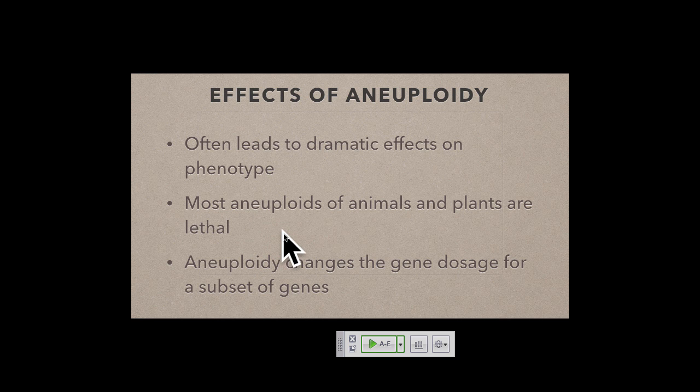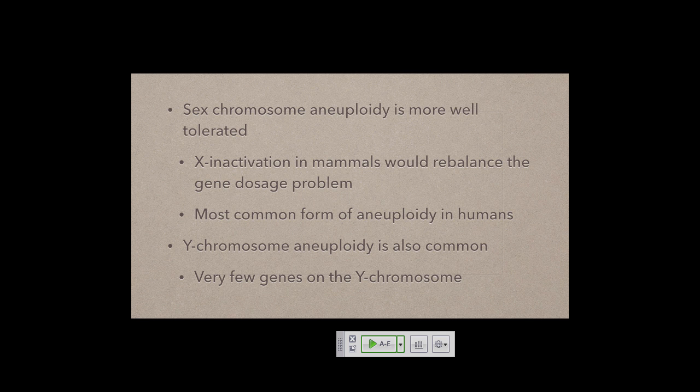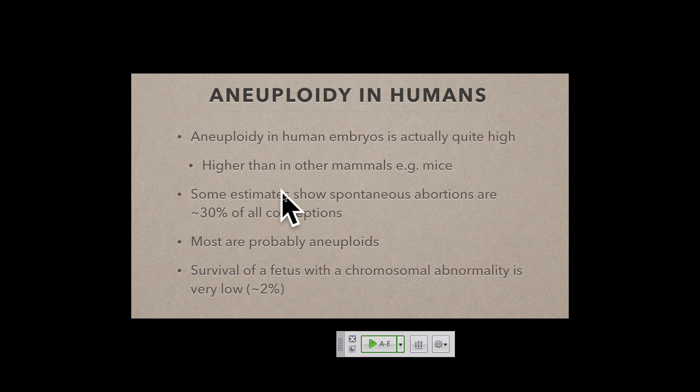And so that's really what this is. In most cases, because of these gene dosage questions, these types of aneuploidies are usually lethal, except for the sex chromosomes as we talked about before. So the sex chromosome aneuploidies are the most common that we see in humans. We talked a lot about that back in chapter 4. Here just reviews it.